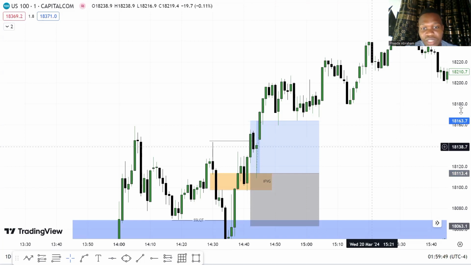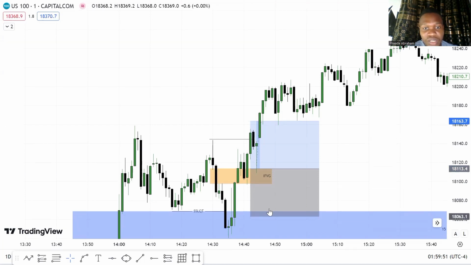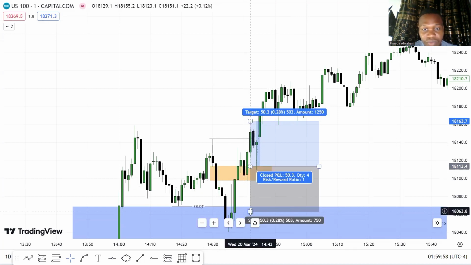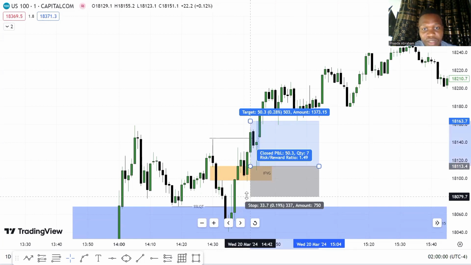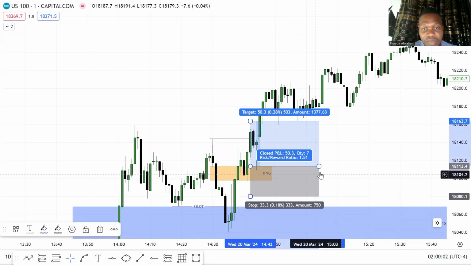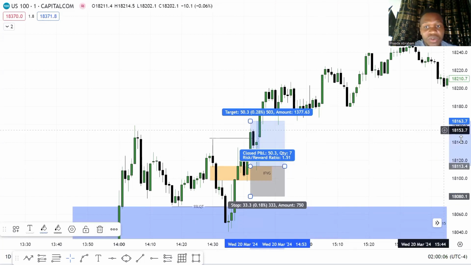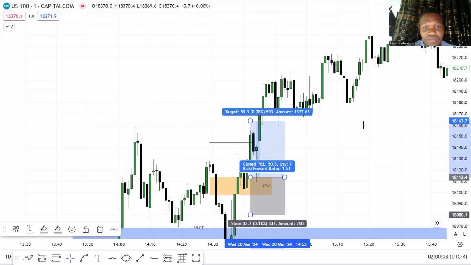Okay, so my stop loss now will be here, just right at this low, the low of that fair value gap there. Probably keep some space just in case it wants to come a little bit lower. So be merciful with your stop loss.